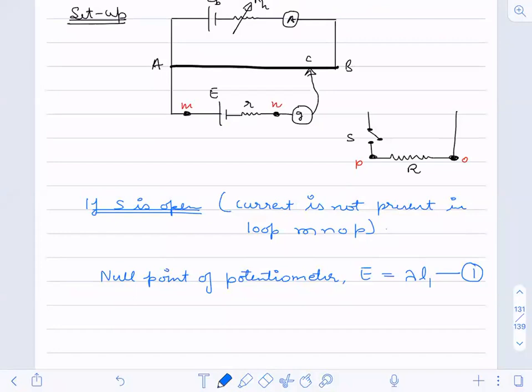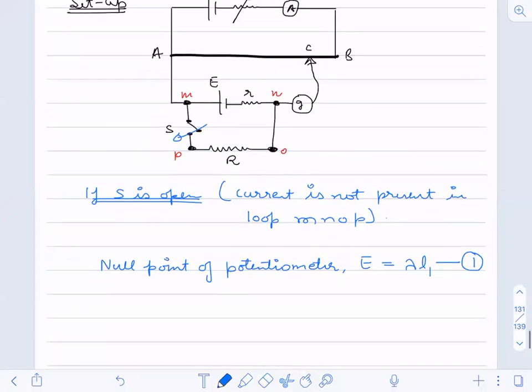Now what you have to do is connect this shunt. When you connect this shunt, just think, will this balancing length be the same? If I connect the shunt and a connection is established, that means S is closed now.